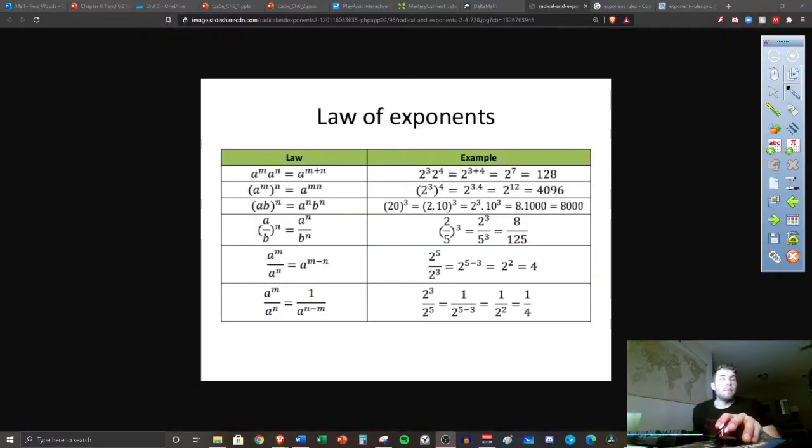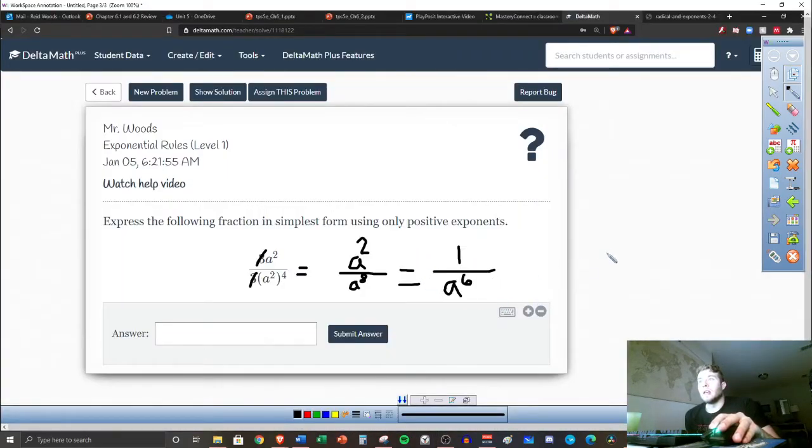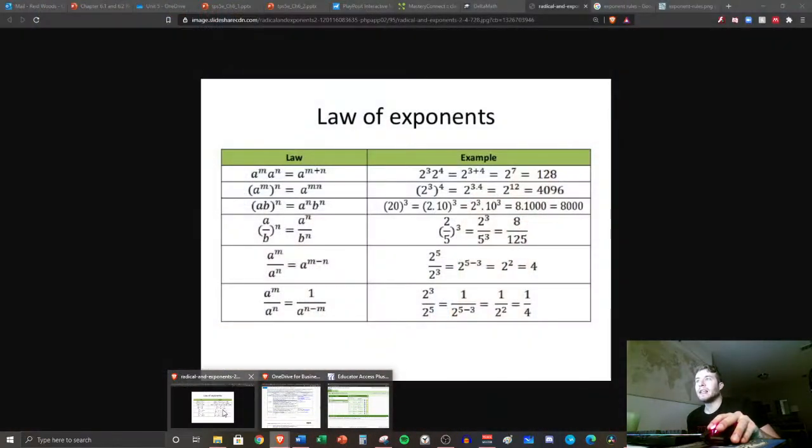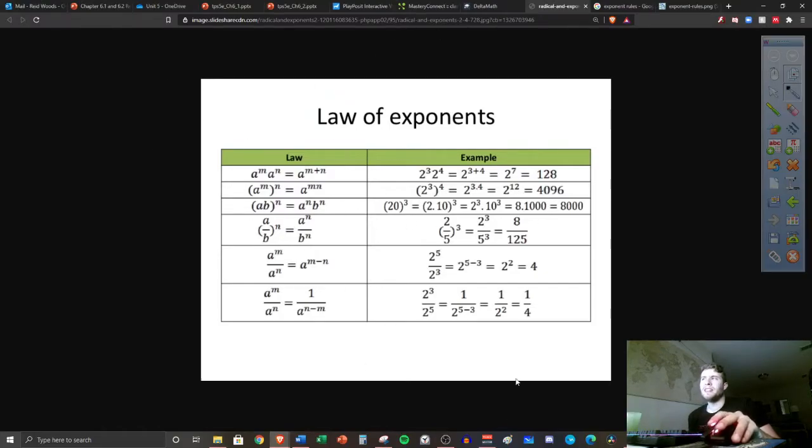And actually, some of you might be wondering, well, wouldn't this be a to the -6, because it would be a^2 over a^8, which, you subtract them, gets you -6, and it would. So actually, I'm going to go back on what I said about this one, because it's missing that negative exponent rule, which is actually very important.